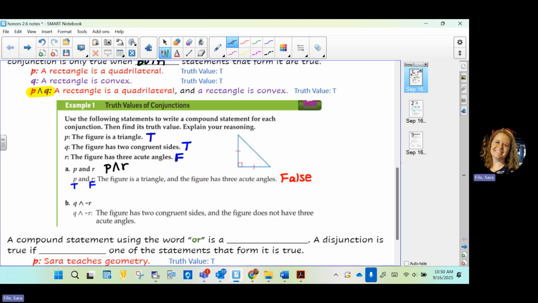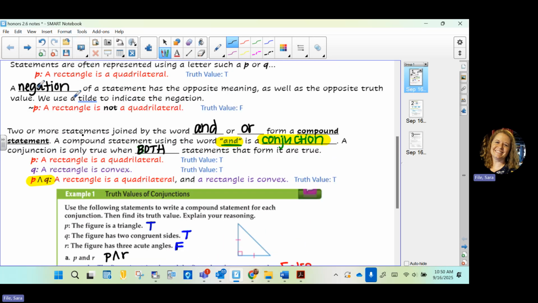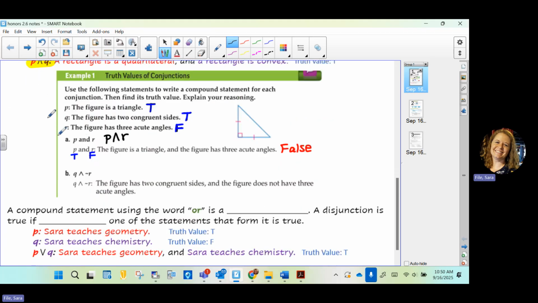Q and what's that squiggle in front of R? What does that squiggle mean? What did we say up here? It's the negation, and we read it as not. Okay, so I would read this as Q and not R. So if you need to write that, Q and not R.